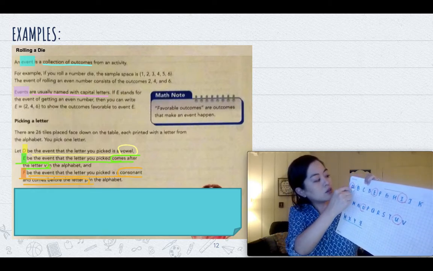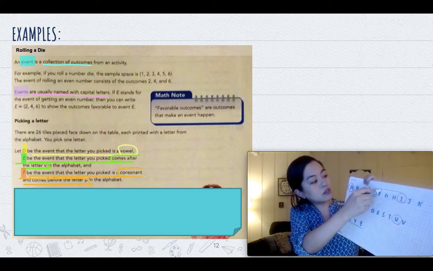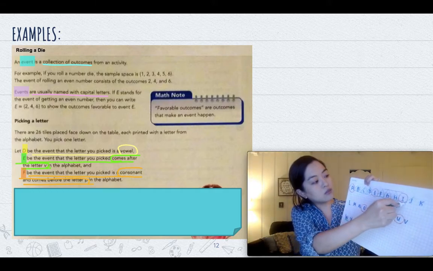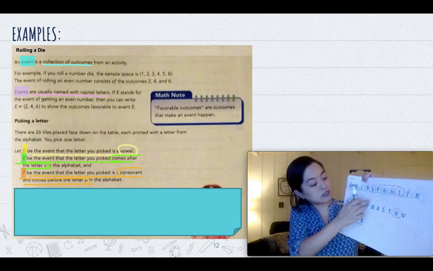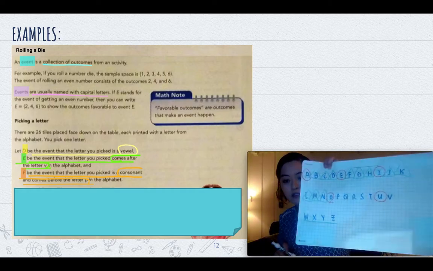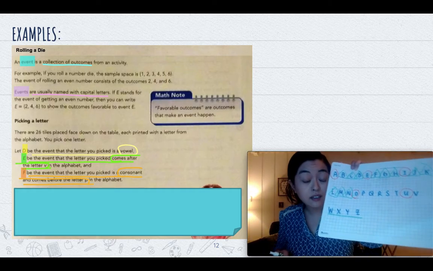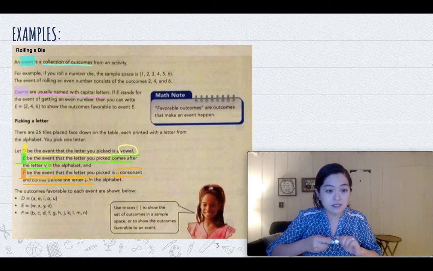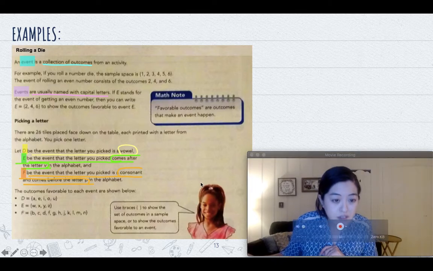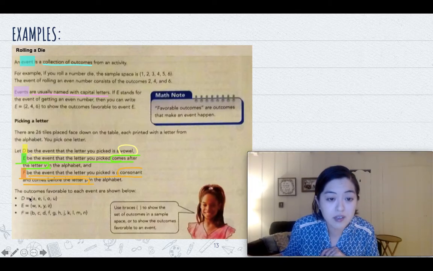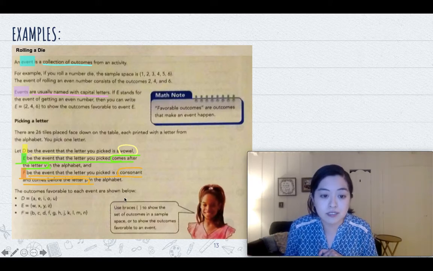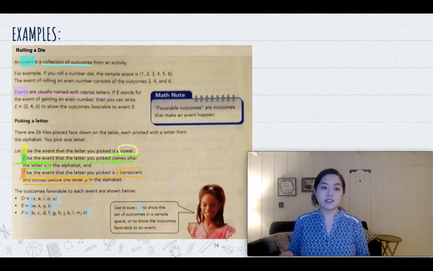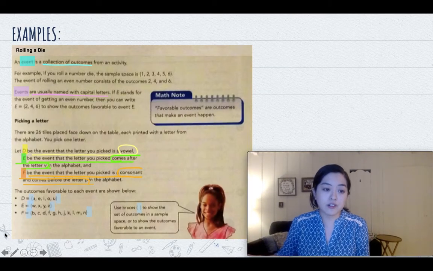So it would be this one, this one, this one, this one, this one, this one, this one, this one, this one, this one, this one. Oh, and that's it, because it has to come before P. So all of my green triangles represent the event F, and you can see that it's listed right here. We're going to always use brackets to show the set of outcomes in a sample space. And here are the brackets.